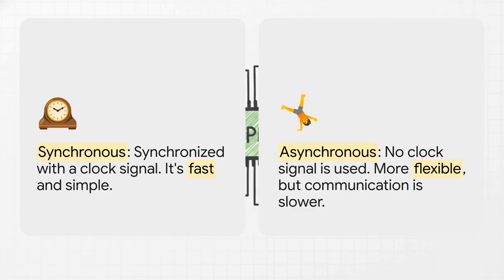On the other hand, asynchronous timing doesn't use a clock at all. Instead, it uses a kind of handshake system. It's a bit slower, yeah, but it's way more flexible, especially when you have devices that run at different speeds.